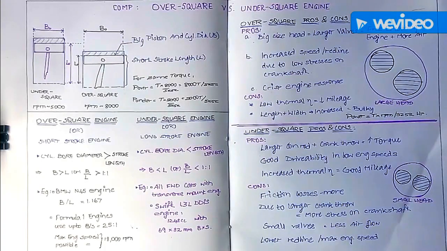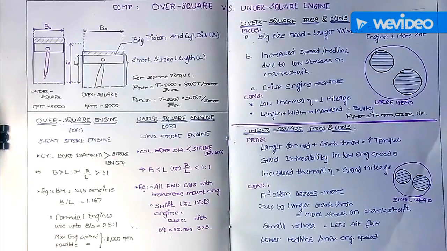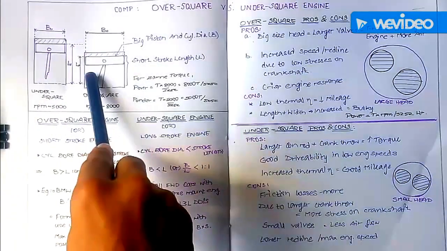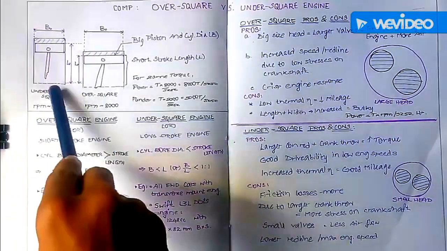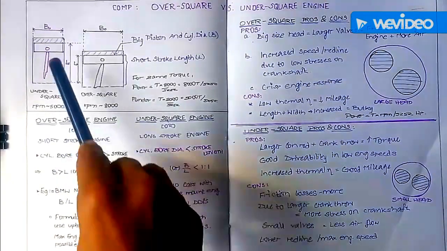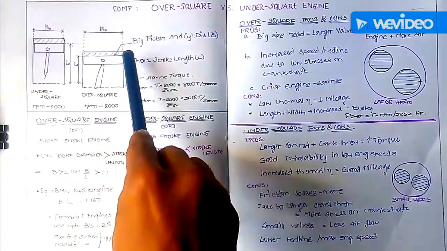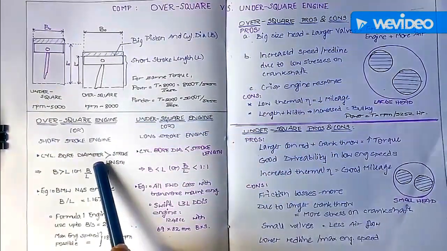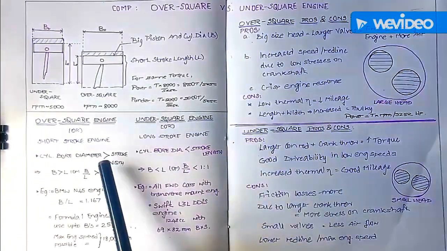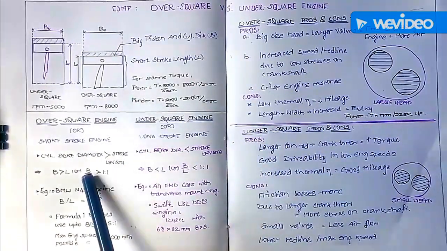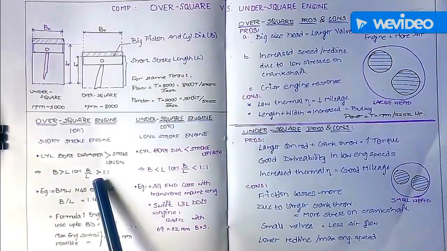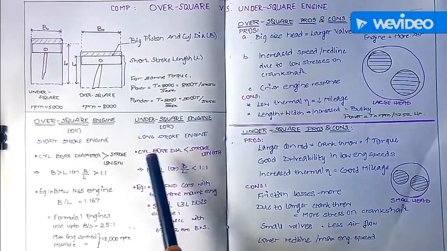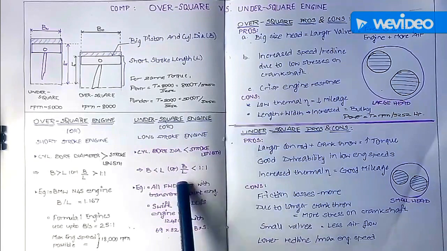Now let's see the comparison between an over square engine and an under square engine from a design point of view. The over square engine is also called a short stroke engine due to the shorter travel of the piston, while the under square engine is a long stroke engine. Due to the larger piston size and smaller stroke here, and a smaller piston with a larger stroke there, the bore diameter of an over square engine is quite greater than the stroke length. So the bore to stroke ratio, an important parameter for the comparison, is greater than 1, while in an under square engine it's quite the opposite, it's lesser than 1.